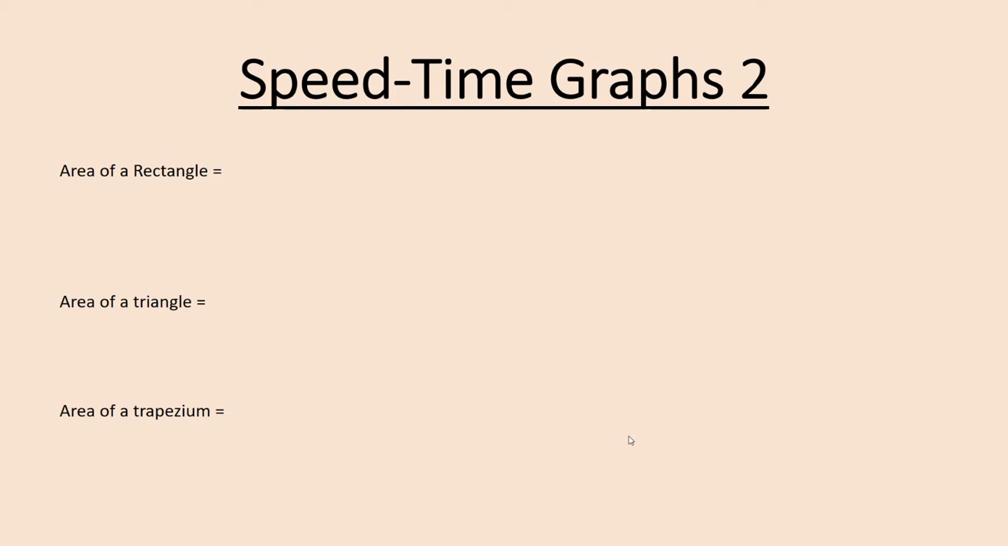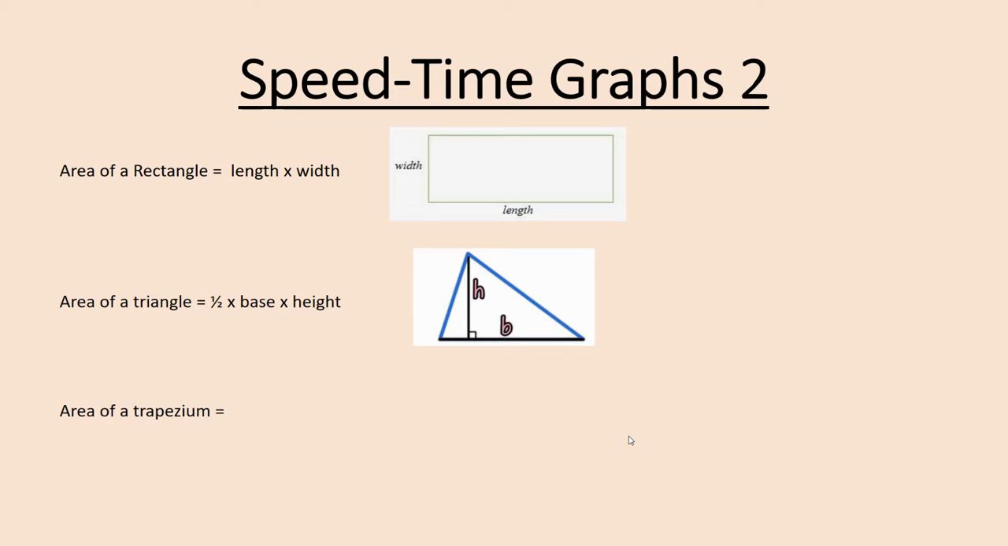Okay, so everyone should be confident with the area of a rectangle is just length times width or base times height, depending on what you're more comfortable using. The area of a triangle then is a half times the base times the perpendicular height. So remember, the perpendicular height means it needs to be at a right angle to the base. You can write that as base times height over 2, that's the same thing.